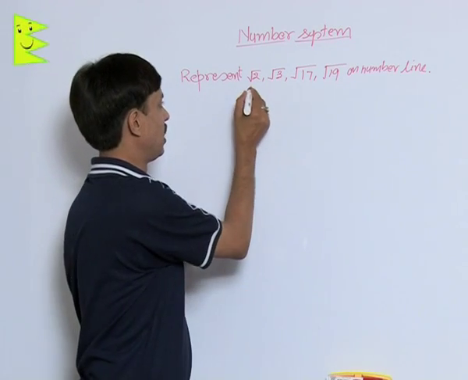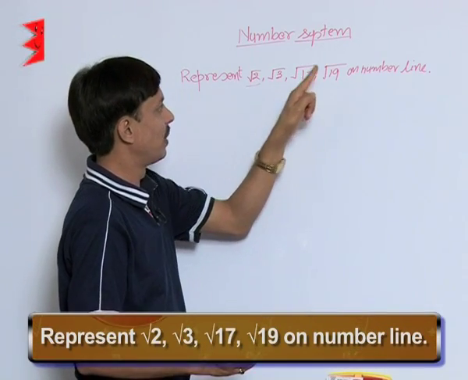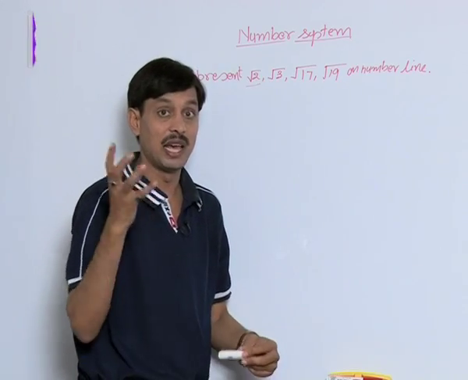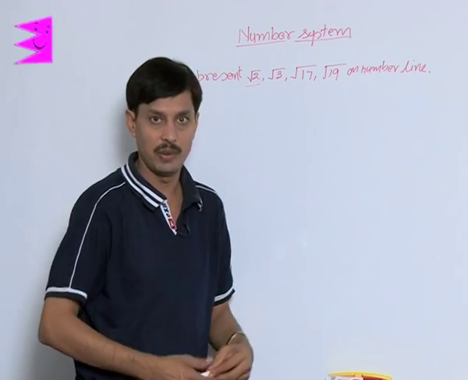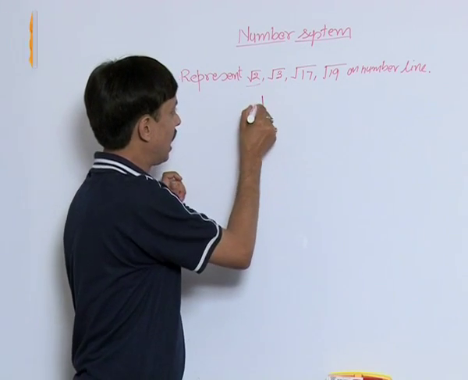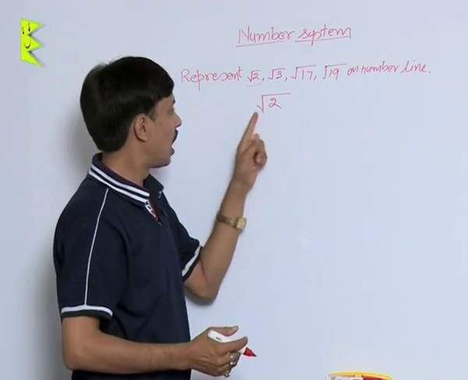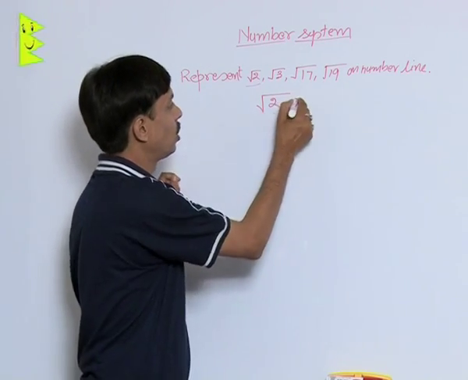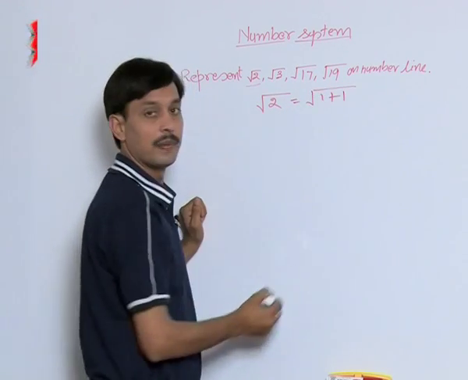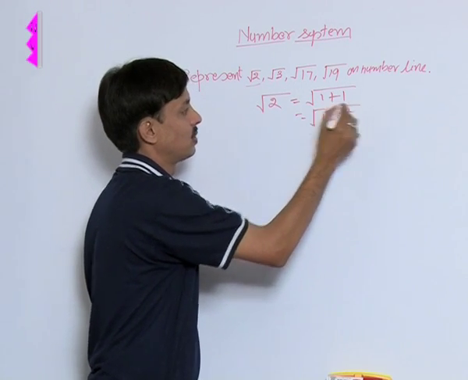See, basic, first root 2. Represent root 2, root 3, root 17, root 19 on the number line. I am taking here 4 examples. With the help of this, you will become quite comfortable. First is root 2. So I have used the word Pythagoras theorem. How can I say that root 2 is what? Root 2 can be written as 1 plus 1, or root 2 can be written as 1 square plus 1 square.